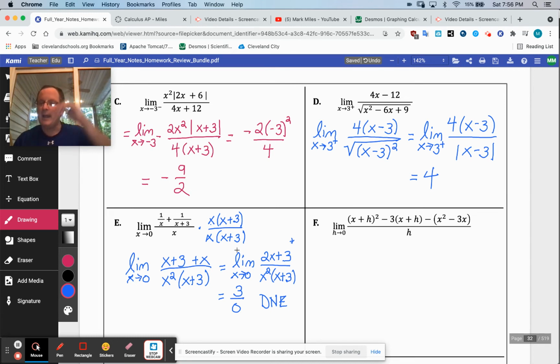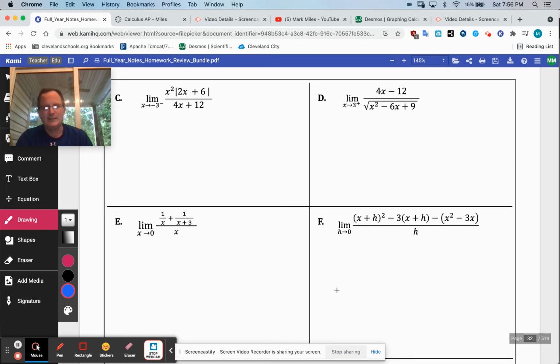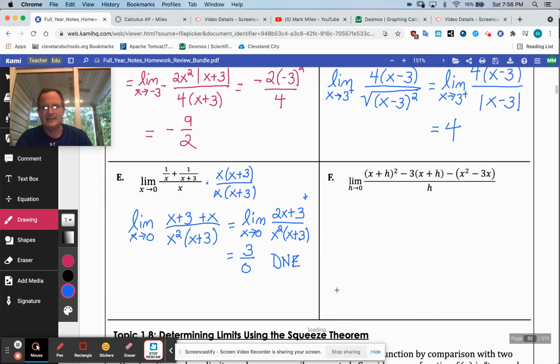Okay. Now F is getting us warmed up for what we're going to be doing in the next unit. Okay. And again, some algebraic techniques that will be replaced with shortcuts. So though this one's going to make you a little bit crazy at first, please know that it's going to work out. Now, look, H is our variable. X is not. So if I try to substitute 0 in, 0 goes in for H.